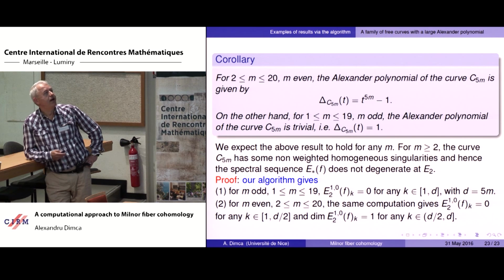And how to prove such a result? You just put the data into the software, and the software gives you the dimension of these spaces. And you see that in the first case you get vanishing everywhere. In the second case you get vanishing up to half of the degree, and then equal to 1 for the other half. And so our theorem applies very well because we have either 0 or 1, and so the sum is equal to 1, and so we get a precise computation of the Alexander polynomial in this case.